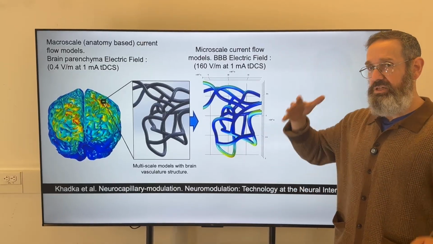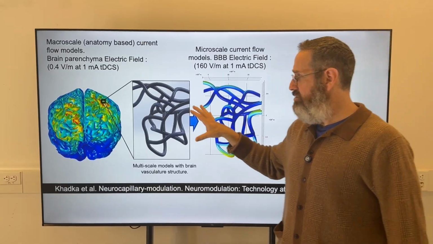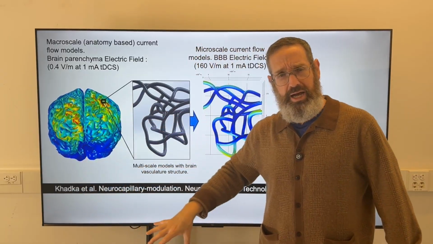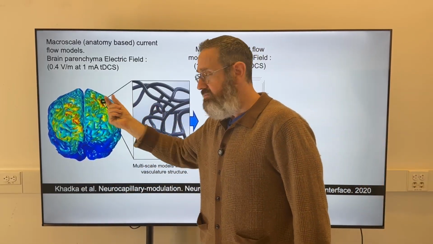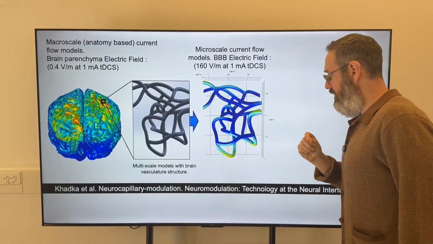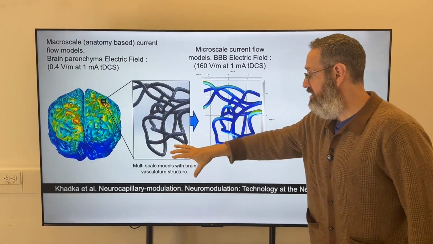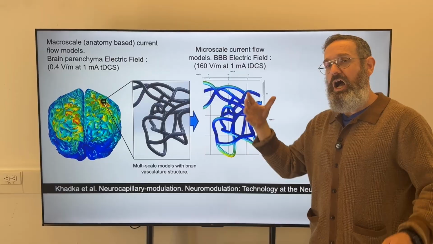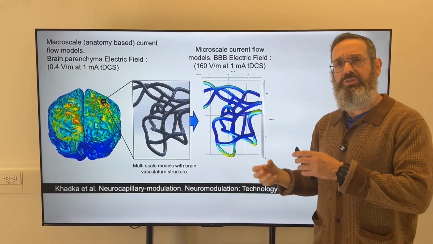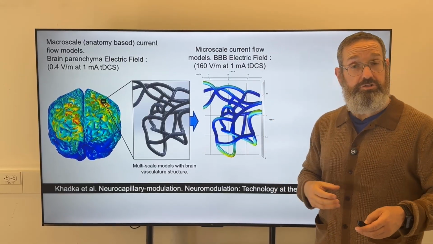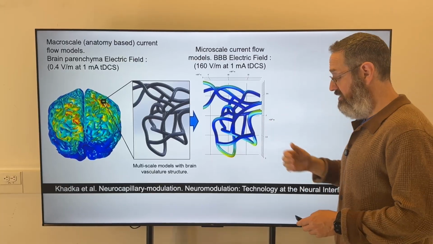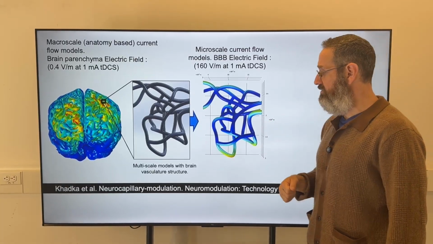So tDCS is being applied to the surface of the head, and you get this current flow pattern. Now we zoom in to one tiny part of the brain where we have these blood vessels, and we ask the question, how much of that current is flowing through the blood vessels? Does it concentrate in the blood vessels? Does it diffuse when it crosses the blood vessels?